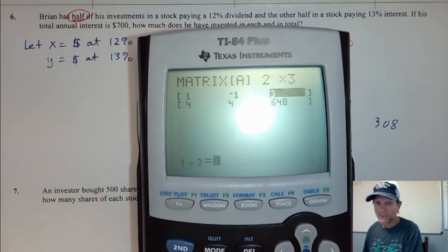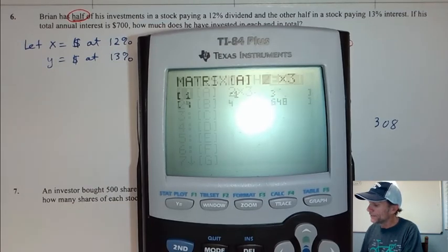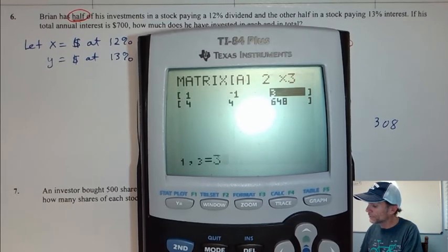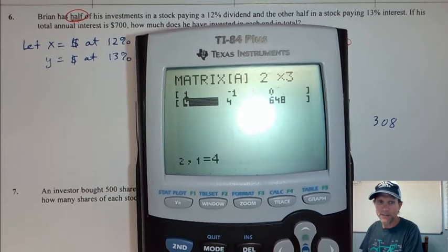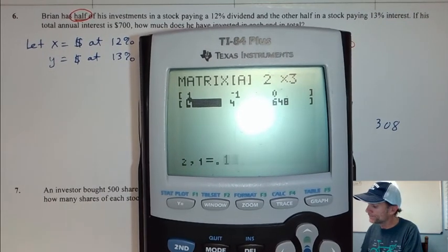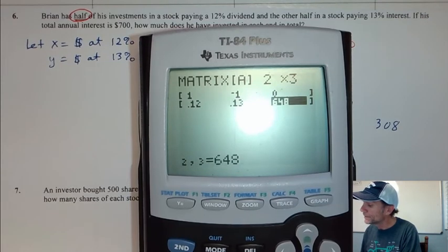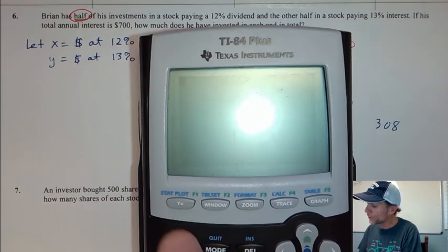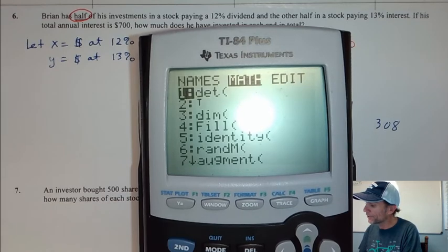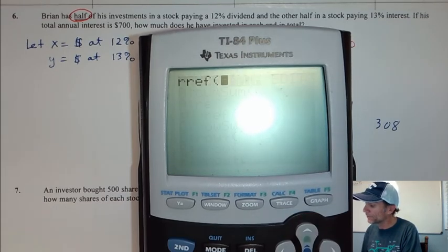Okay, so I'm going to go into the matrix. I'm going to go to edit. I had 1, enter, -1, 0, enter. Then I had a 12% account and a 13% account, and the total interest was 700. I'm going to quit. I'm going to go back into matrix. I'm going to go over to math, push the up arrow to get to rref, do matrix A.